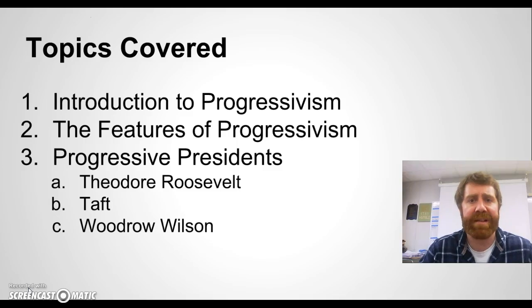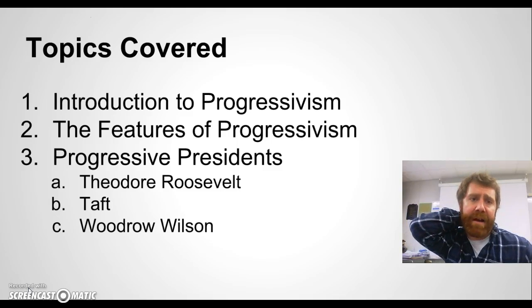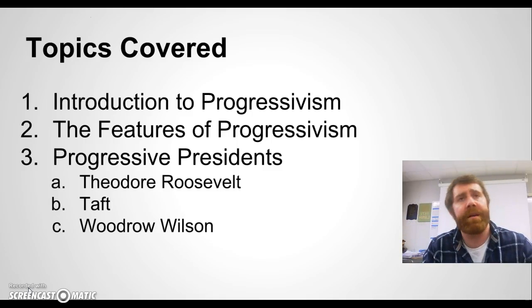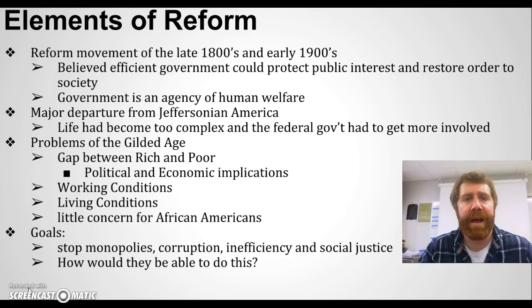The features of progressivism, and then finally we'll look at the progressive presidents: Theodore Roosevelt, from his rise to the presidency after William McKinley gets assassinated, William Taft, and then Woodrow Wilson. We'll look at Woodrow Wilson a little bit more, as far as foreign policy goes, in another lecture series that covers World War One.